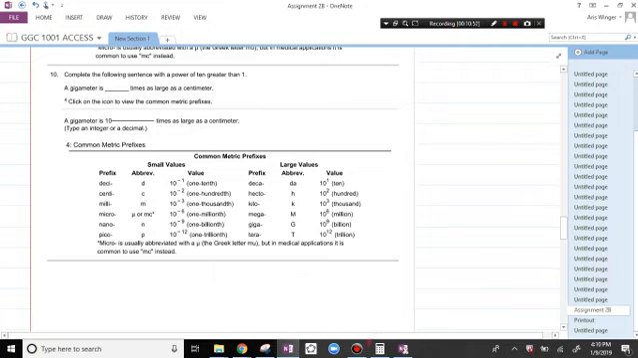A gigameter, let's do giga, is 10 to the 9th times as large as a meter. A centimeter is 10 to the minus 2 times a meter, so a meter is 10 to the 2 times as big as a centimeter. So a gigameter is 10 to the 11th. You add the powers, 9 and 2.